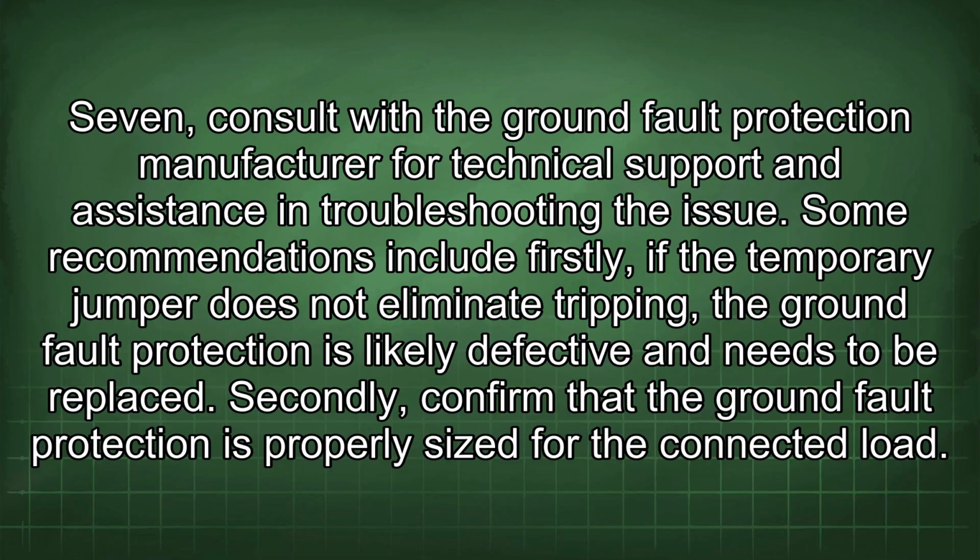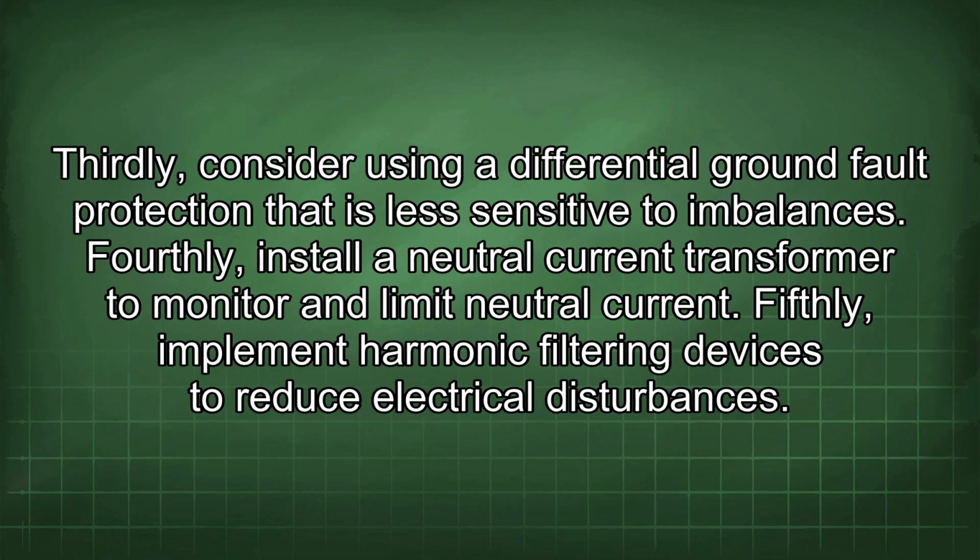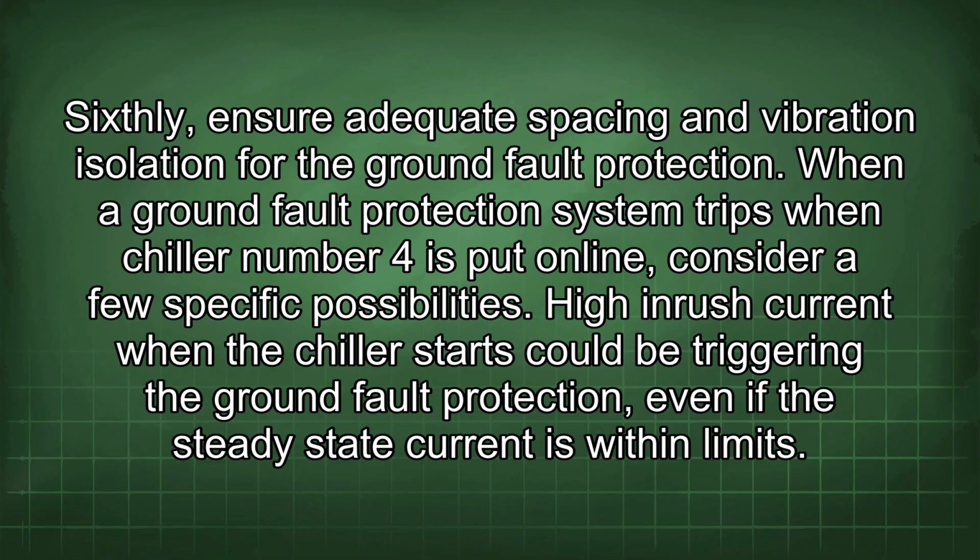Some recommendations include: firstly, if the temporary jumper does not eliminate tripping, the ground fault protection is likely defective and needs to be replaced. Secondly, confirm that the ground fault protection is properly sized for the connected load. Thirdly, consider using a differential ground fault protection that is less sensitive to imbalances. Fourthly, install a neutral current transformer to monitor and limit neutral current. Fifthly, implement harmonic filtering devices to reduce electrical disturbances. Sixthly, ensure adequate spacing and vibration isolation for the ground fault protection.